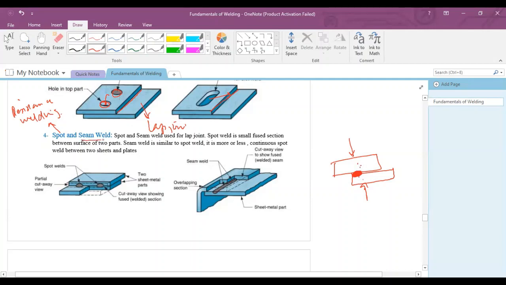Like seam weld, you will see it in oil cans like Habib oil or Tang. All these cans like Tang and oil cans will be welded with the help of seam welding. Seam welding is a continuous welding process. You can make circular parts with the help of seam weld, or flat parts as well.